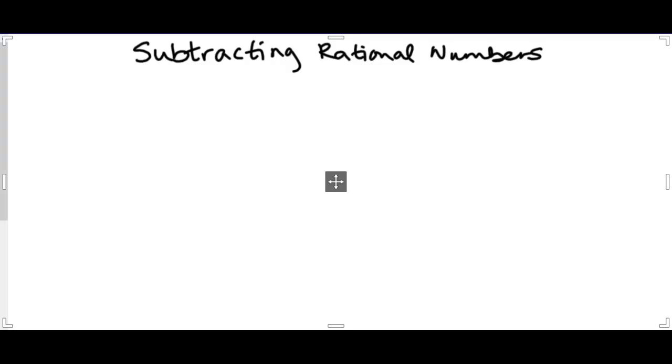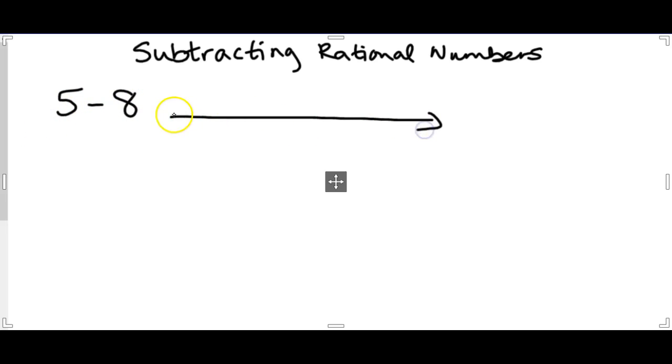This video will be about subtracting rational numbers. So again, a rational number is an integer, so any whole number, plus negative numbers or zero, any fraction, or any decimal that stops. And with our subtracting of rational numbers, you can represent them on the number line just like you could with addition.